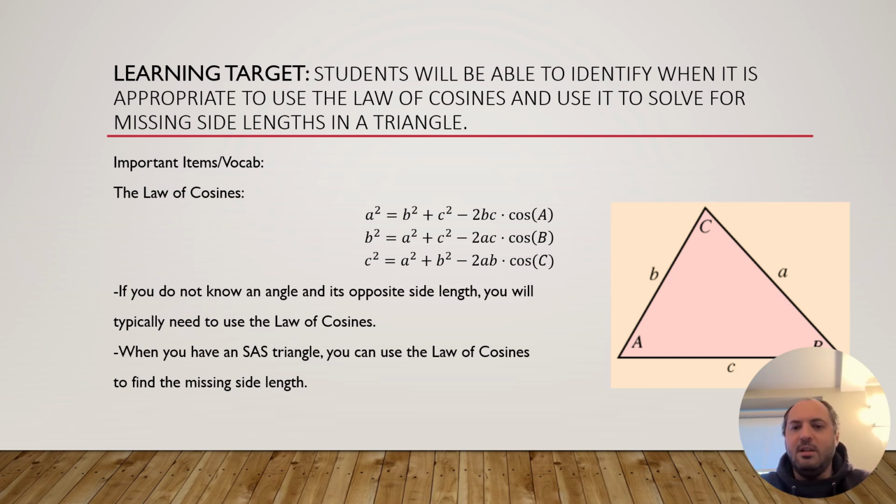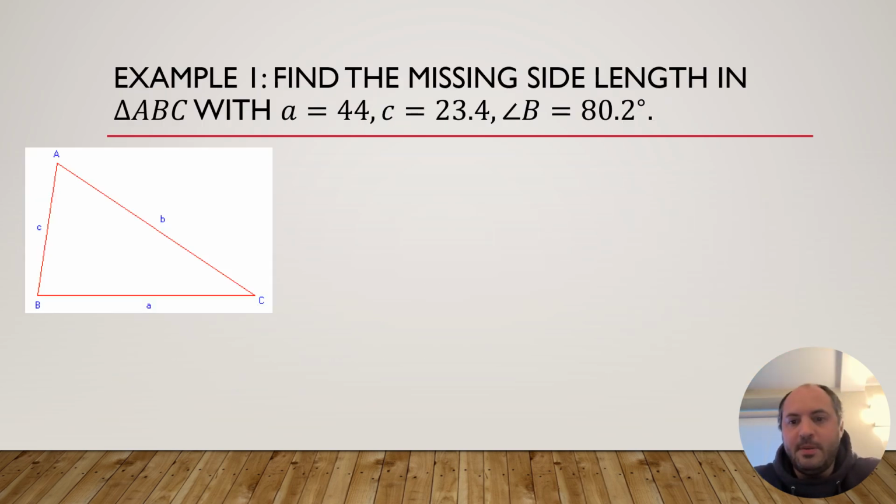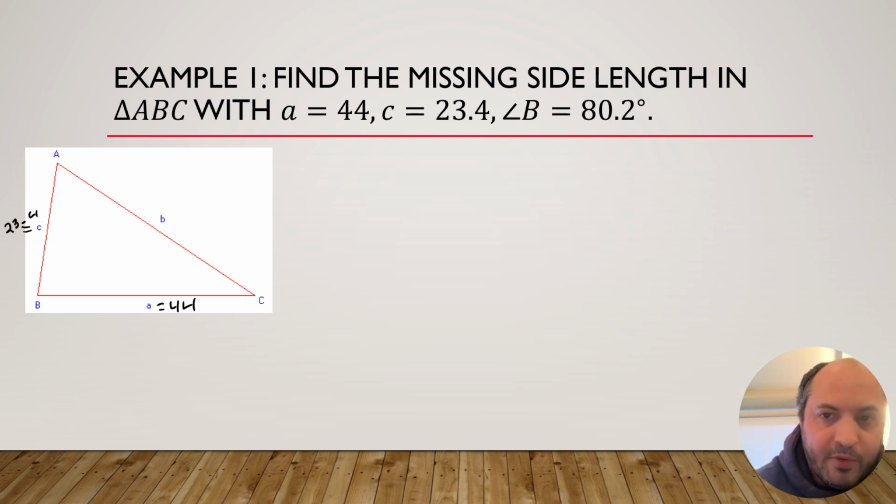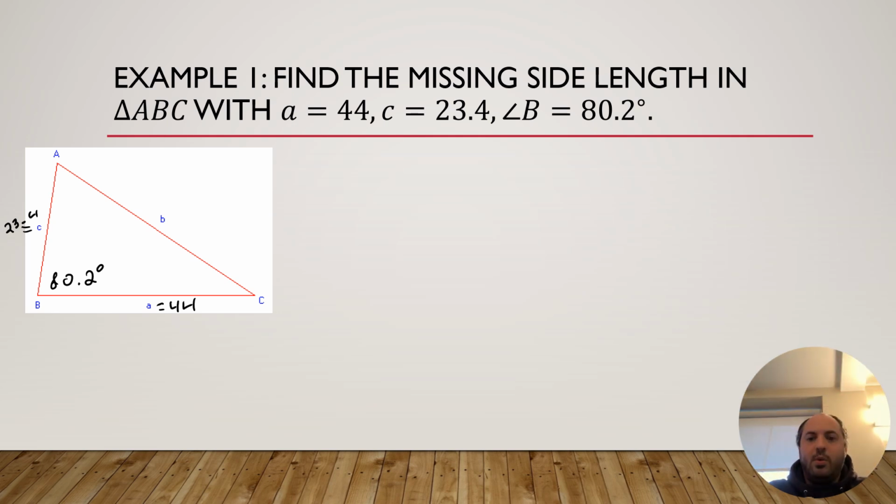Let's take a look at how we can use this formula to solve an actual problem. So let's jump into this example. In this triangle, I know that side length A is 44, so I'll write that on my triangle. Side length C is 23.4, so I'll write that over here, and I have angle B is 80.2 degrees. We can see very quickly we do not have an angle and its opposite side length. I know angle B, it's the only angle we know, and we don't have side length B. So I don't have that pairing. That tells me I cannot use the law of sines, so I've got to use the law of cosines.